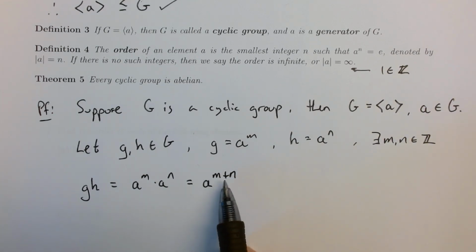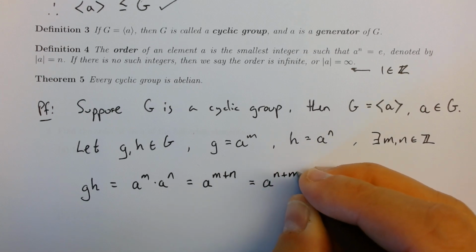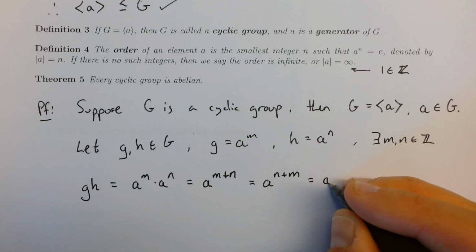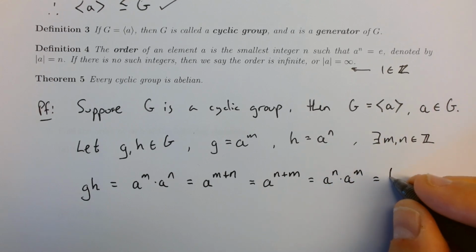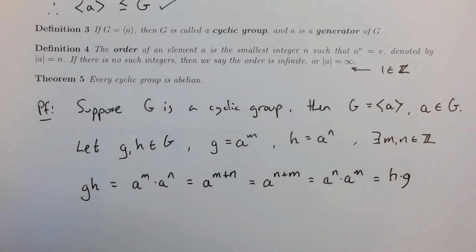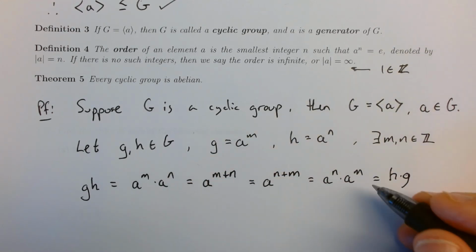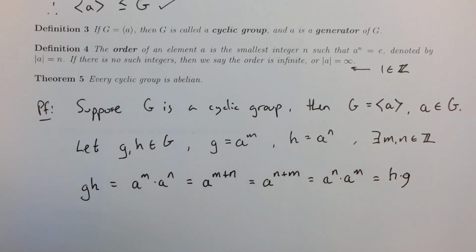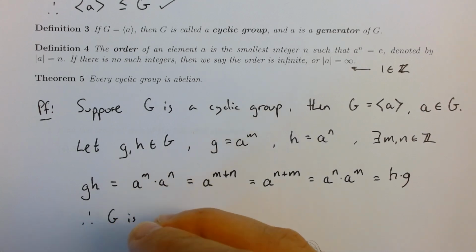But now we use the commutativity of addition to say that's the same as A to the N plus M, and then split it up the other way. Even though this isn't complicated, I am kind of making it more complicated. I could just say that's M plus N copies of A, and I can split that wherever I want. So here you split it with M first and then N, and here you split it N first and then M. Okay, so therefore, G is abelian.